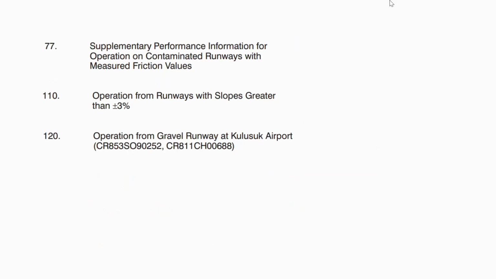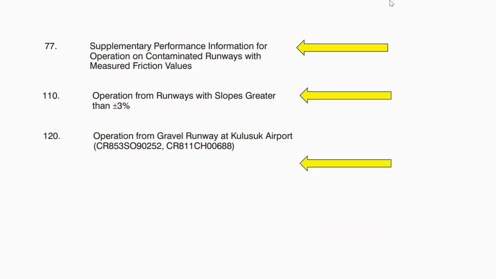Okay, and you cannot depart on contaminated runways which have specific friction values. You cannot depart on runways with slopes greater than 3%, and this is just for a particular airport that has a limiting factor with anti-skid inoperative, for example. So you can see that we have weighed our options. It is very, very important that you understand what is happening.